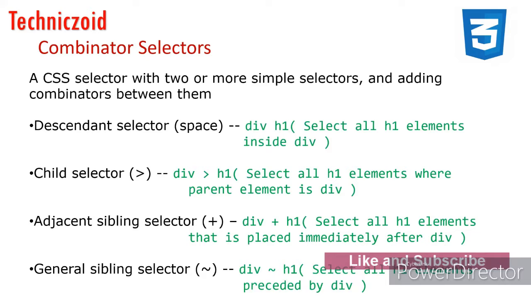The next one, the general sibling selector. The general sibling selector selects all the h1 elements that are preceded by a div element and share the same parent. Let us see how these combinators are used in adding styles by working with a web page.